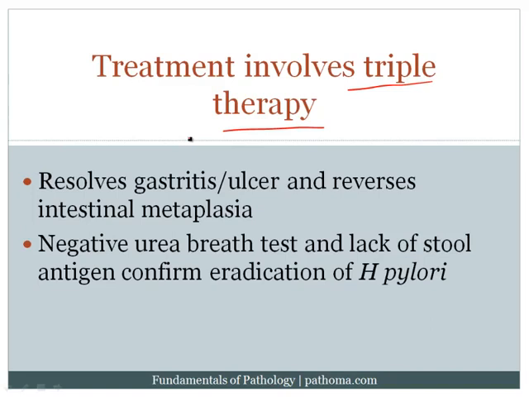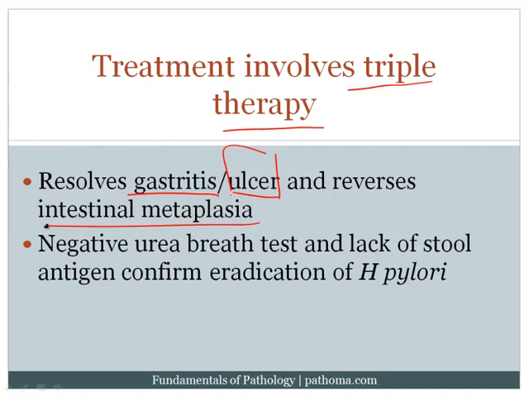Of course, when you give triple therapy, you're going to resolve the gastritis, and if you resolve the gastritis, the ulcer will resolve if the patient has ulceration. If the patient had intestinal metaplasia, that will resolve, because remember from chapter 1 of our text that metaplasia is reversible.